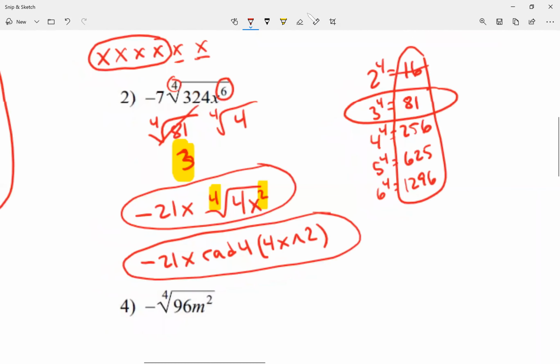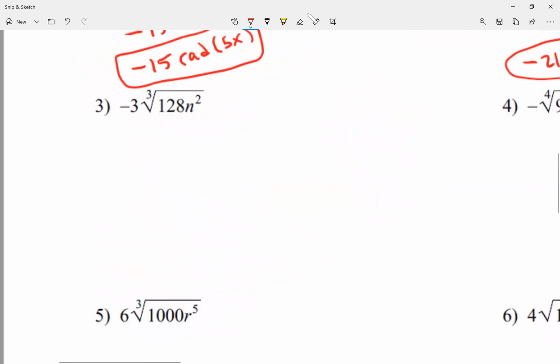All right, let's take a look at question number 3. My root is 3. So when I'm thinking of my list of perfect cubes, I'm thinking, what's 2 to the third? What's 3 to the third? 4 to the third, 5 to the third, and so on. I need my exponent to be to the third because the root is 3. Now, 2 to the third is 8. 3 to the third is 27.